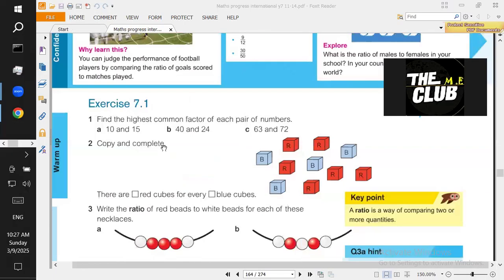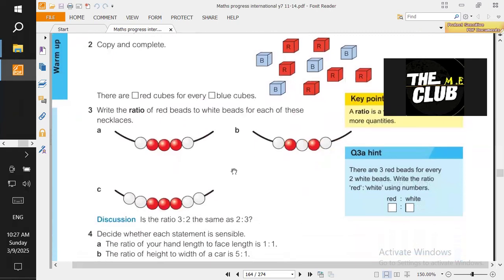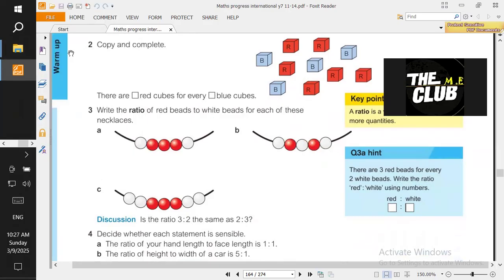Focus on the idea of finding the highest common factor between two numbers. Now, let's take a look at these. We're going to talk about ratios here. Write the ratio of red beads to white beads for each of these. So, red to white. It means write how many reds first. So, first one here, how many reds? 3, good. And then 2 dots. And how many whites? There are 2.